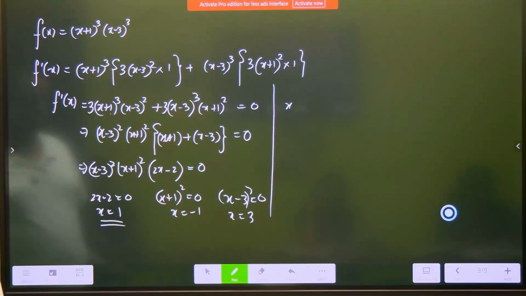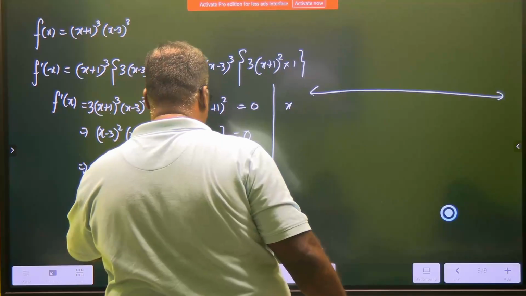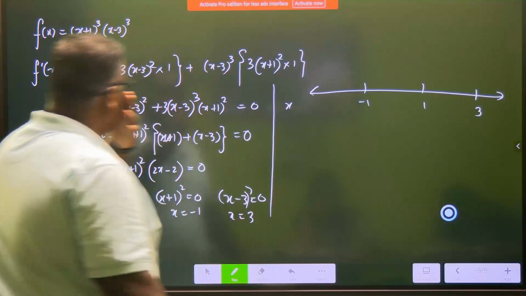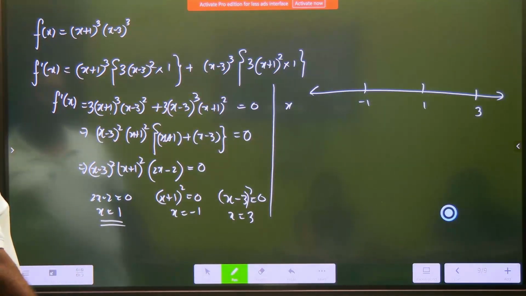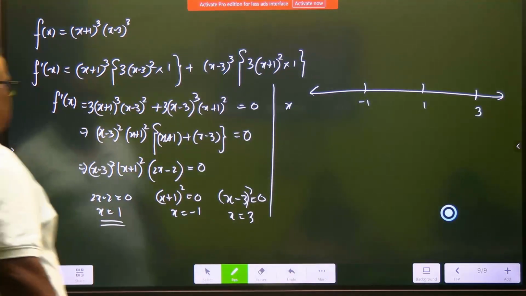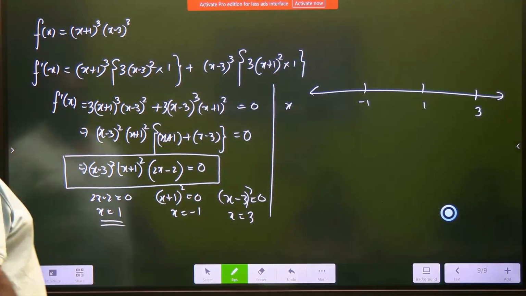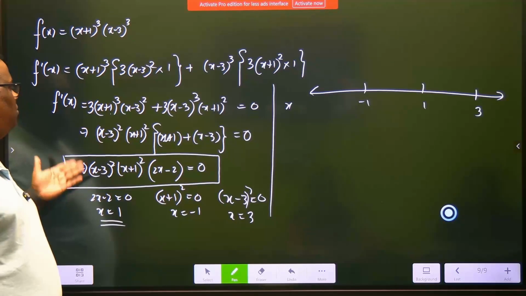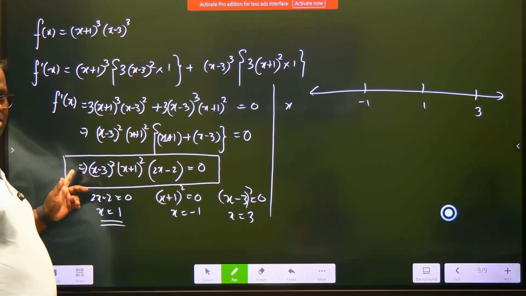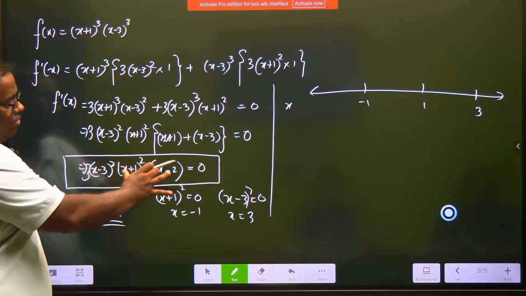Okay? So draw your line. You have negative 1, 1 and 3. We will be testing in between these. See, one good thing: till here we have not taken off anything. We just have a 3 common out here, so let's keep that 3 common. This is f dash x.